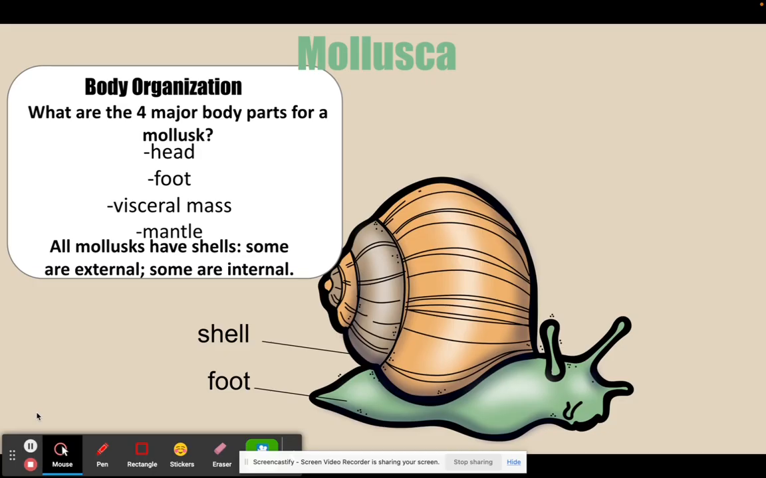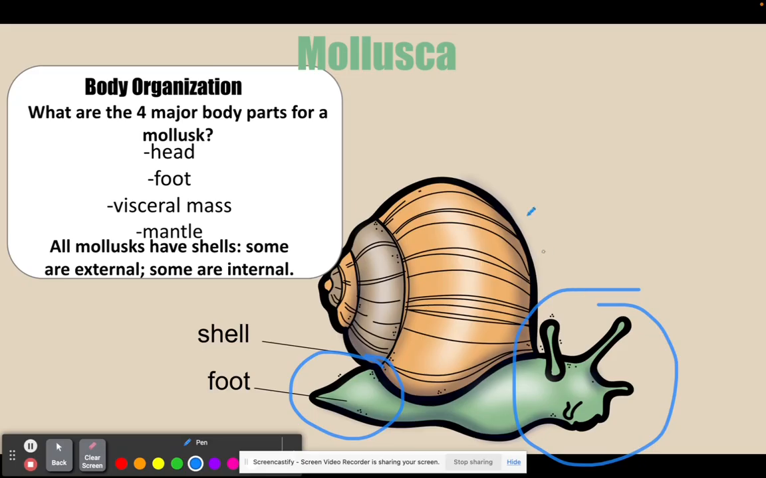The shell is obviously that outer covering. The foot is this region right down here. This is what they're going to use to either help them move or attach themselves to things. And obviously this is going to be our head. And the visceral mass is located inside the shell. I'm just going to put VM here for short, because you know how well my pen works when I'm using my trackpad. So the visceral mass is located inside of the shell, and these are the different parts that all mollusks have.